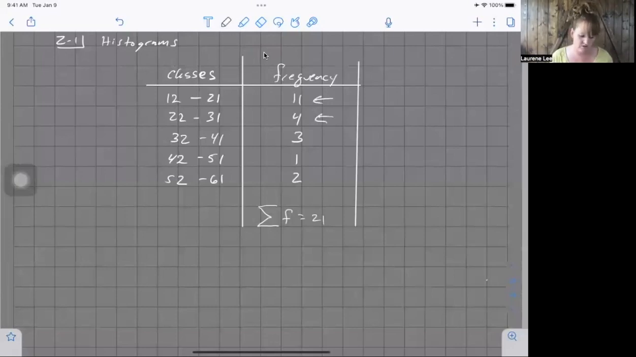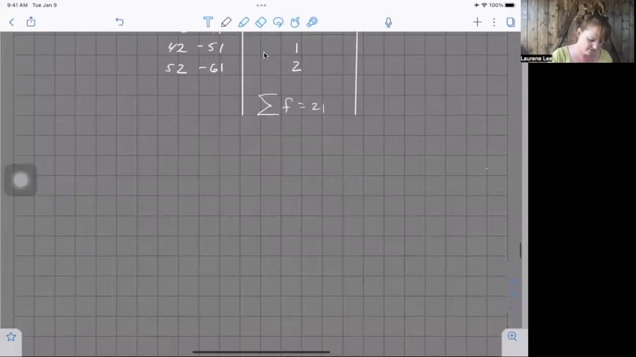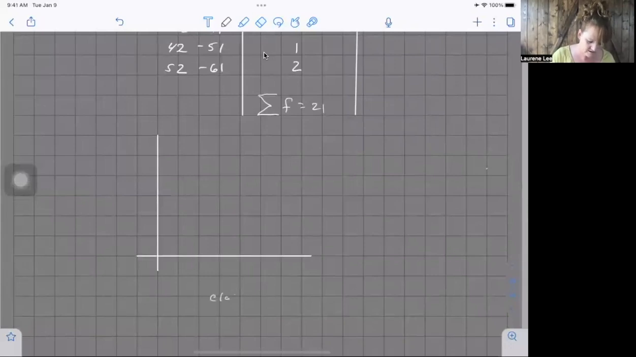So the first thing you want to do is draw your graph. We're going to go like this, like this. Your classes are going to be down here, and your frequency is going to be how high the bar is.